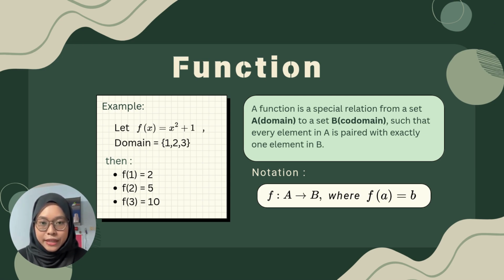For example here, if we define function f(s) equals 2s plus 1 and the domain given is 1, 2, 3, then we can compute f(1), f(2), and f(3) by substituting these values into the function. So we get 2, 5, and 10 respectively. So this satisfies the condition of a function because each input maps to only one output.